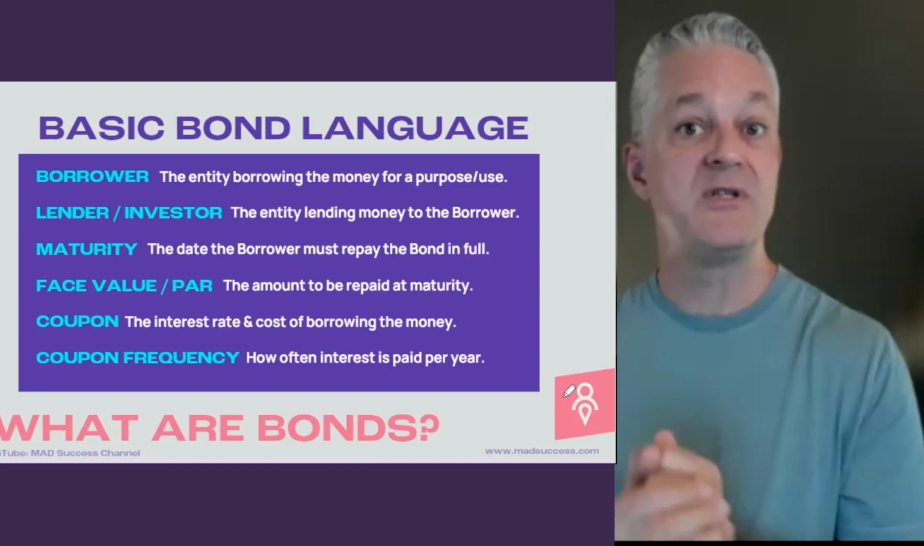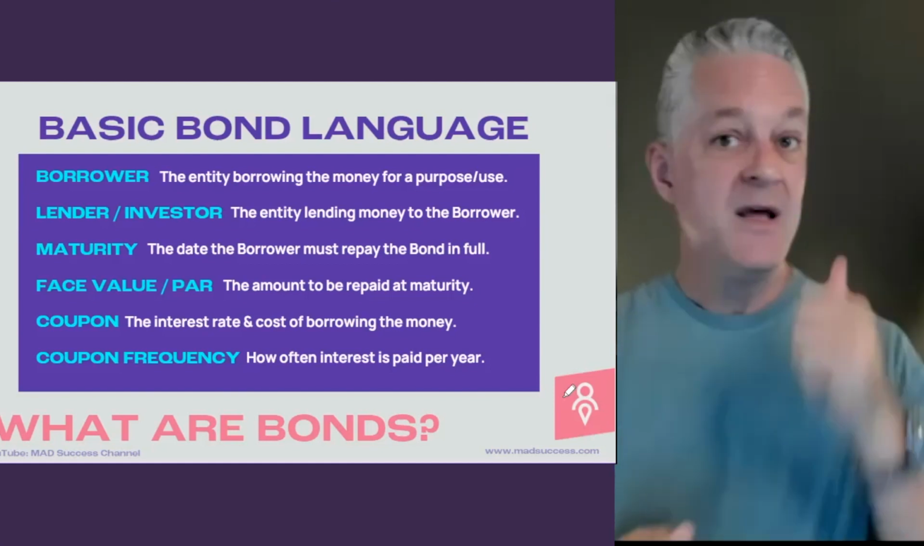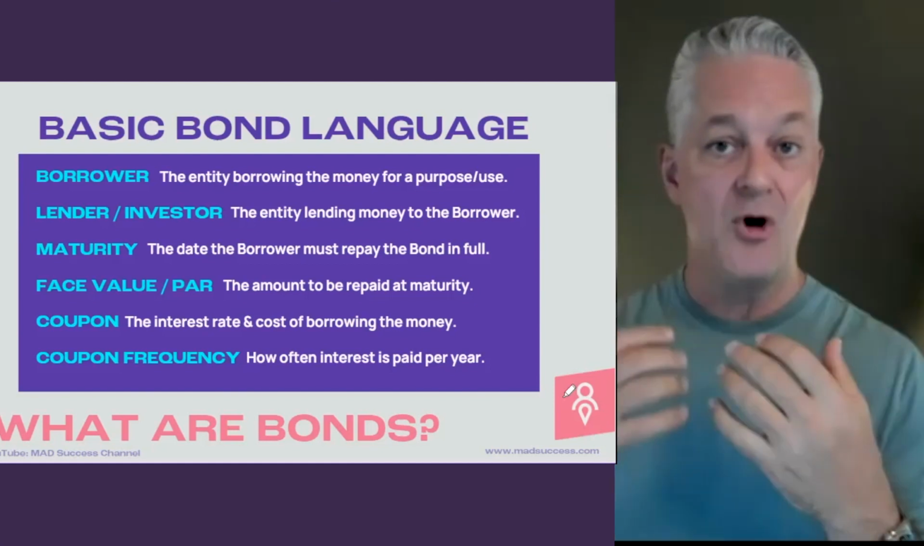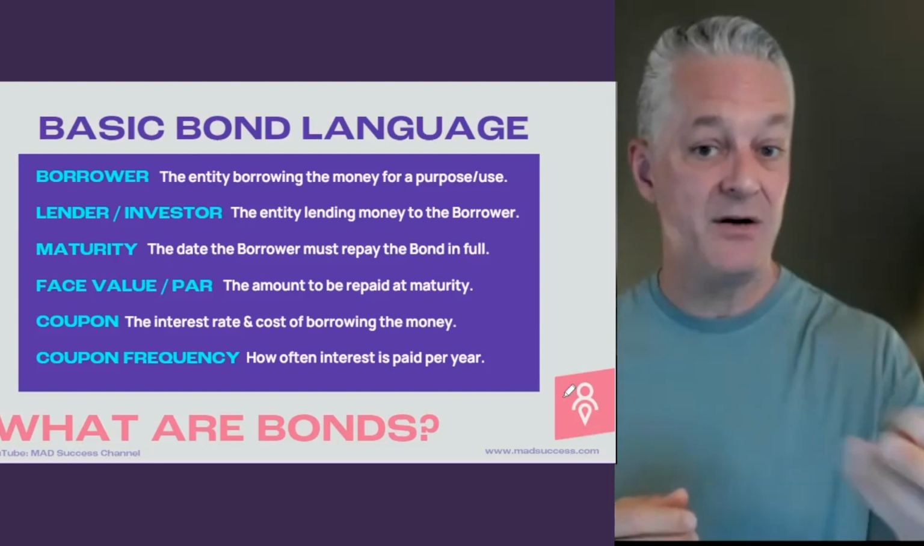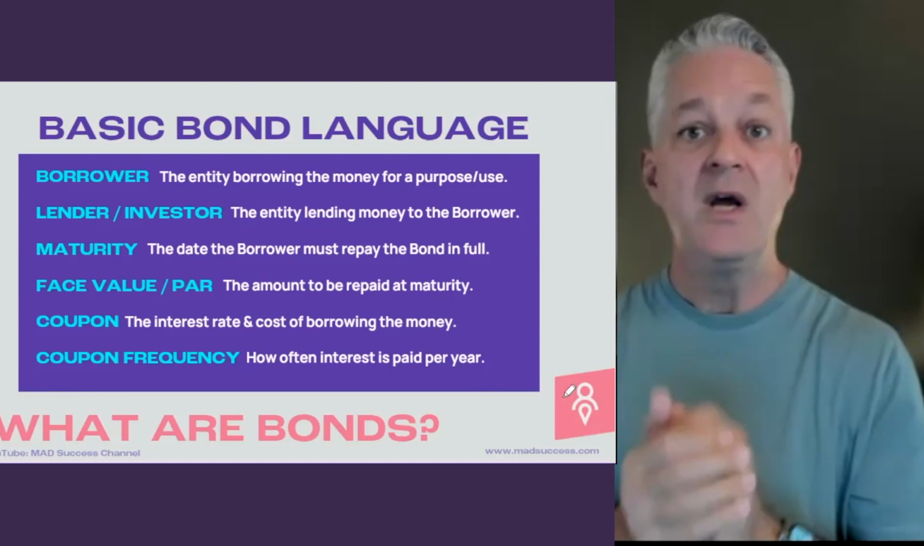So the borrower is the person, or the company or the government, that needs the money. They have a purpose or a use for that money, and they're going to put it to work, and they're going to borrow money from you. So you're the lender. The investor is the lender. You're lending money to the borrower.